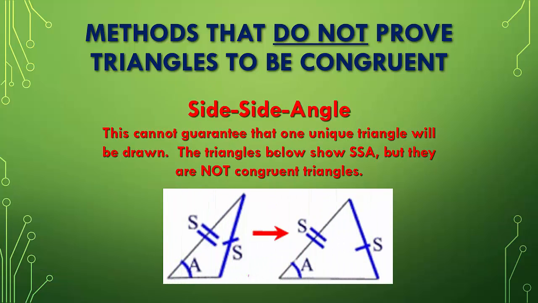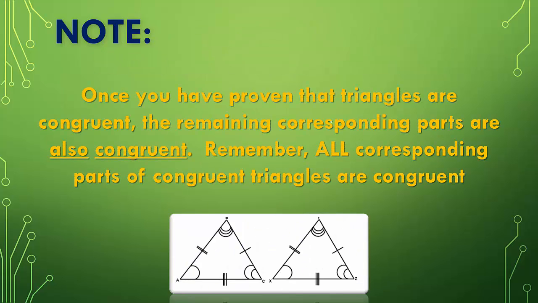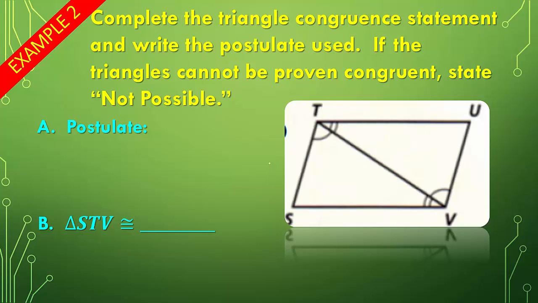All right, next we have side-side-angle. Here's an example if you look at this, where we have two sides and the non-included angle could result in two different triangles. Okay, something to note, once you have proven that triangles are congruent, the remaining corresponding parts are also congruent.